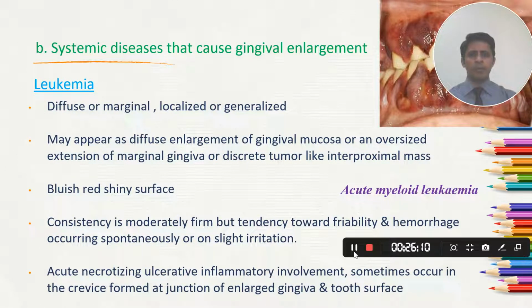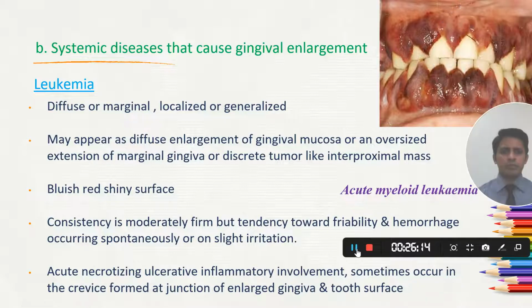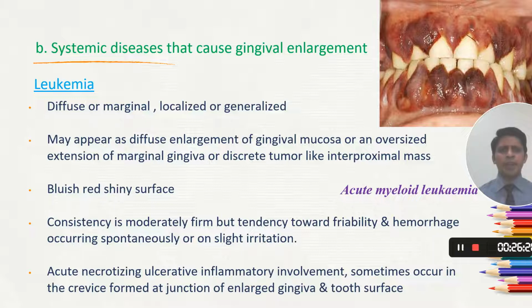Coming to the systemic diseases that cause gingival enlargement. Systemic diseases that cause gingival enlargement are leukemia and granulomatous diseases. Coming to leukemia, it causes a diffuse or marginal enlargement which may be localized or generalized.